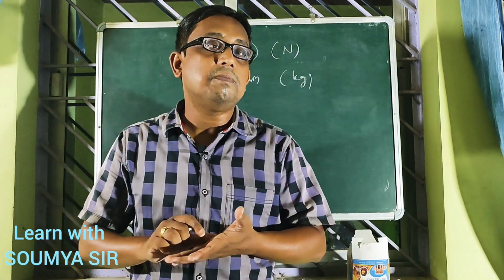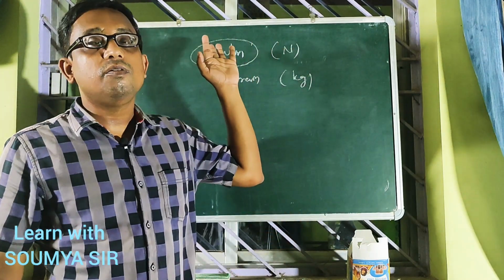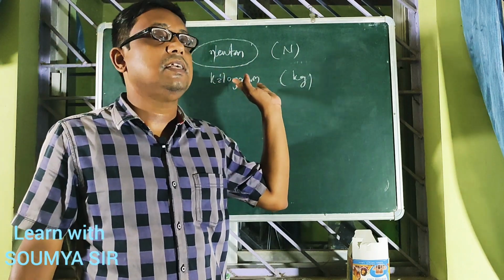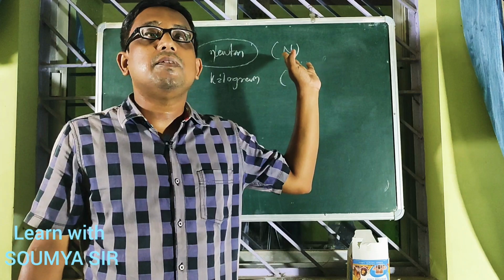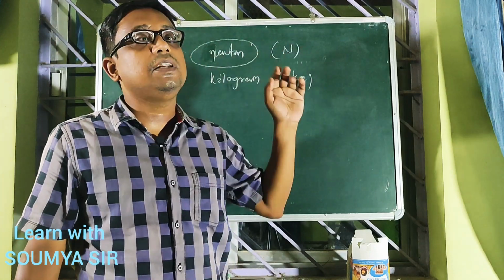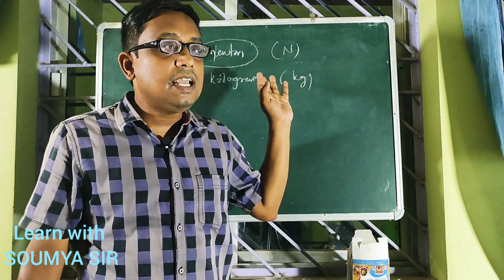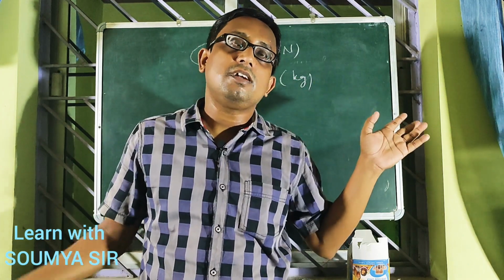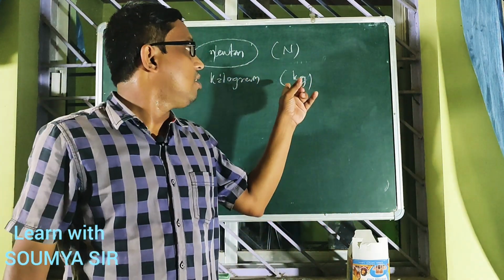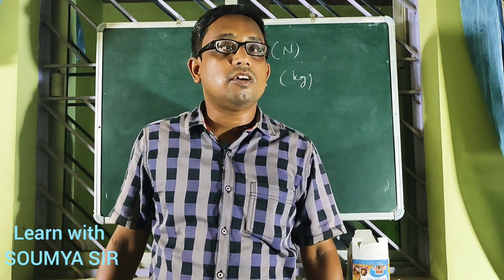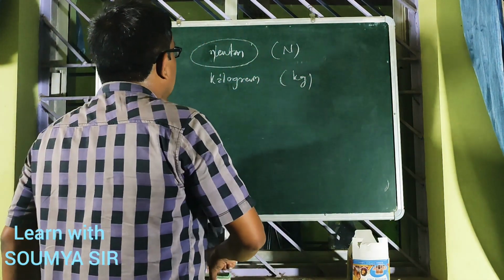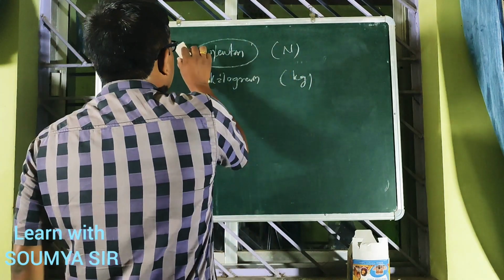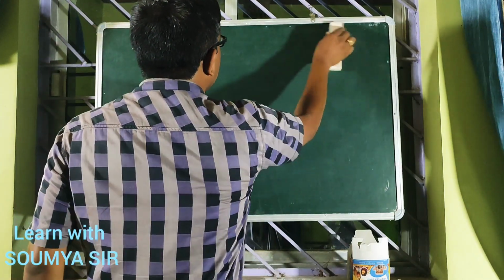Every unit in the full form will be written in small letters. If the unit is named after a scientist, the short form will be written in a capital letter. If the unit is not named after a scientist, the short form will be written in small letters. Clear? Okay. Now many students have asked me, Sir, write the difference between scalar and vector.